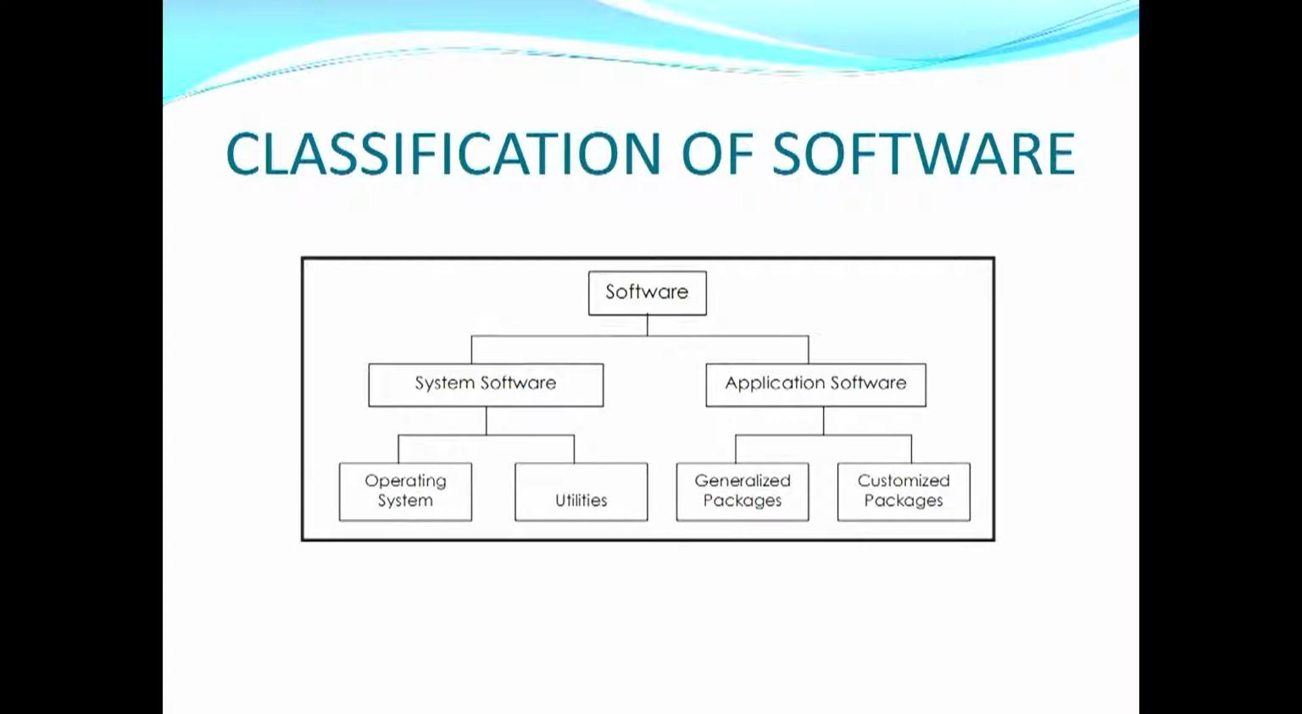So let us see the classification of software. Software can be broadly categorized into system software and application software. System software can be further classified into operating system and utilities, and application software can be further classified into generalized packages and customized packages. We are going to talk about the different types of software after a short break.